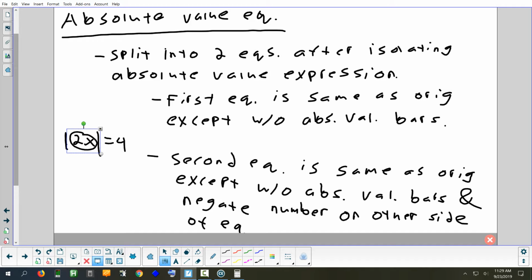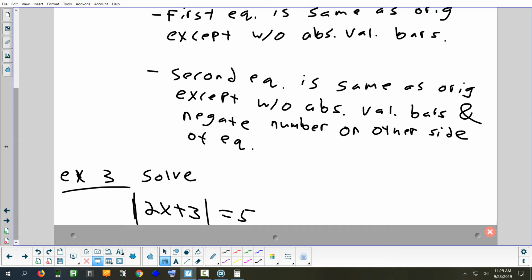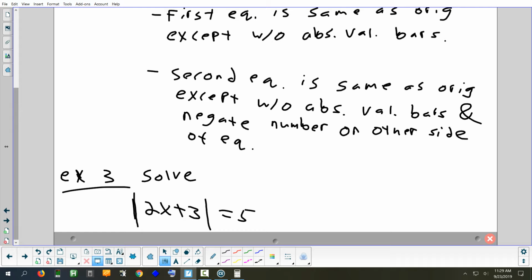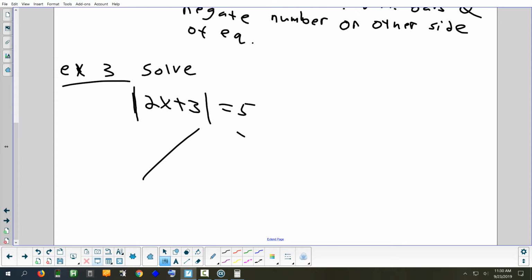Okay, so what's inside the bars equals what was originally on the right, or what's inside the bars equals the opposite of what was on the right. That's what I mean by negate, just means change the sign of the number on the other side. Okay, so let's try an example. All right, so first question, Pat, is the absolute value by itself in that problem? Yeah. Yep, so then we're ready to split it. I usually do something like this.